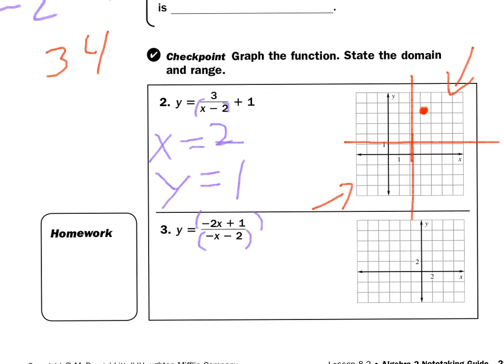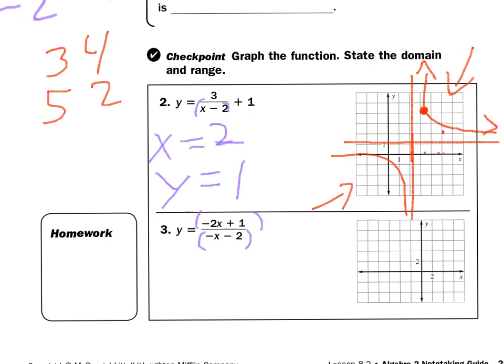If I choose a number a little bit bigger, maybe 5: 5 minus 2 is 3, 3 divided by 3 is 1, 1 plus 1 is 2. So I have the point (5, 2). The branch looks like that. Hopefully you did the same thing on the other side and ended up with a branch that looks like that. If you couldn't do that, please make sure you ask that question tomorrow. That would be a vitally important question.